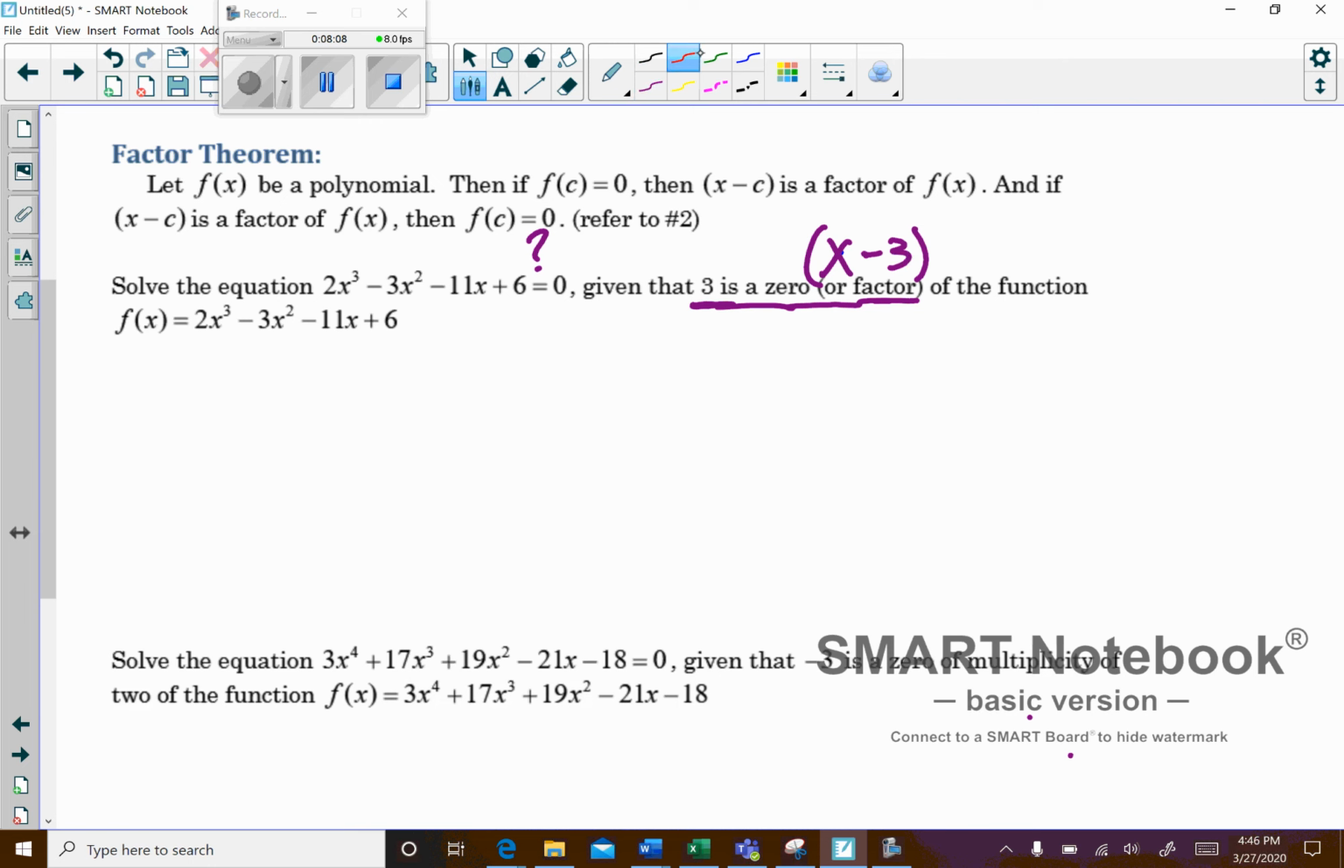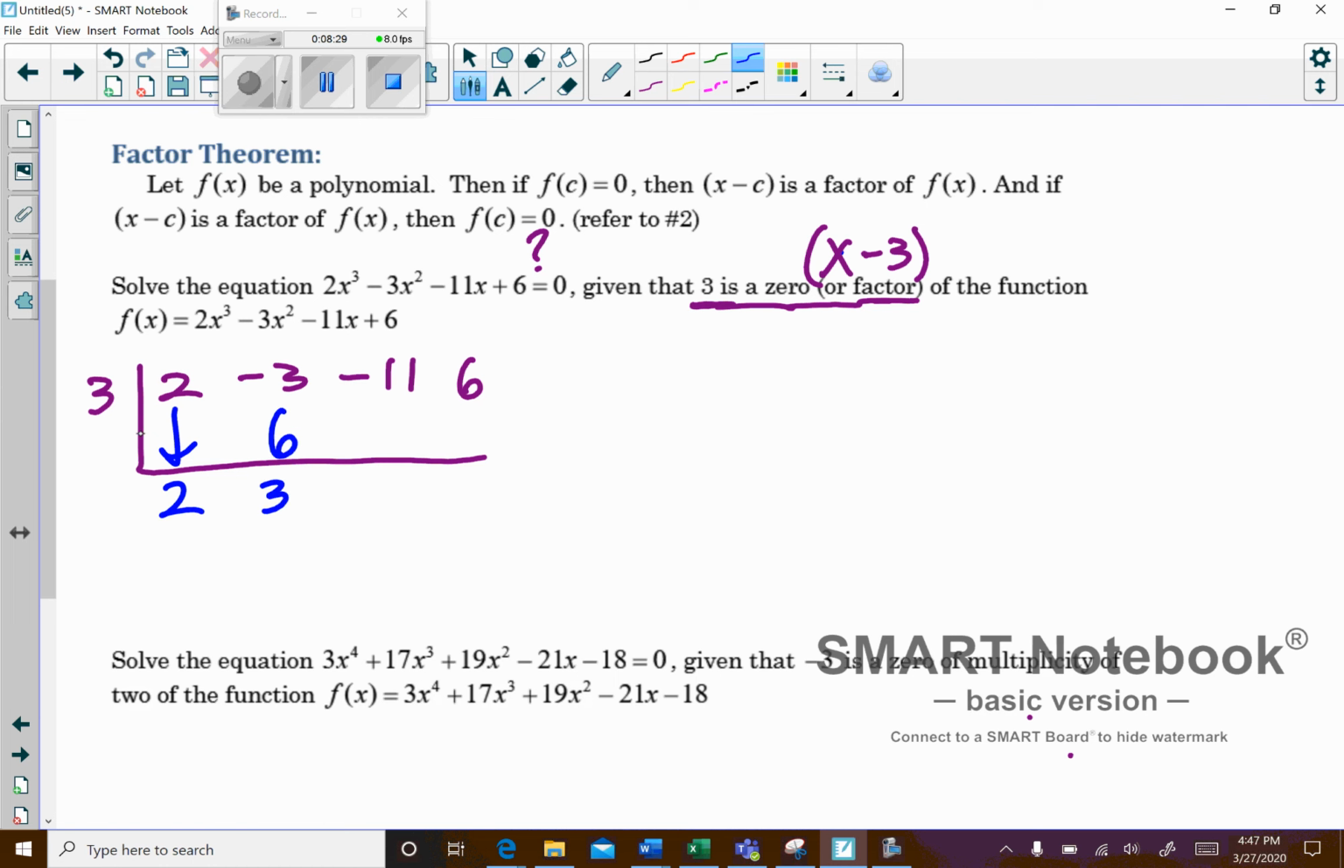So let's go ahead and do that. So come here, I take my 3. And so then I'm going to take all this stuff right here. I'm going to take the 2, the -3, the -11, and the 6. And what will happen here is my remainder will be 0. So let's see. Bring down the 2. 2 times 3 is 6. 6 plus -3 is 3. 3 times 3 is 9. 3 plus -11 is -2. -2 times 3 is -6. So you can see I have a remainder of 0.